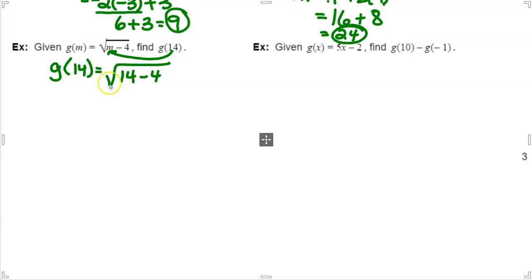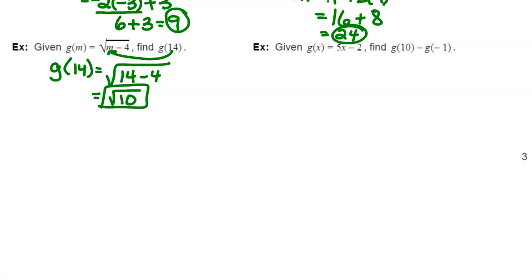Now, that square root is also acting as like a grouping symbol, so we want to do what's inside there first, which is the subtraction, and get our number, which is 10, and we have the square root of 10. Now, unfortunately, that doesn't have a nice perfect square, as we say, because the number that we multiply by itself to get 10 is very nasty, okay? So your answer could be left in this exact form of the square root of 10.